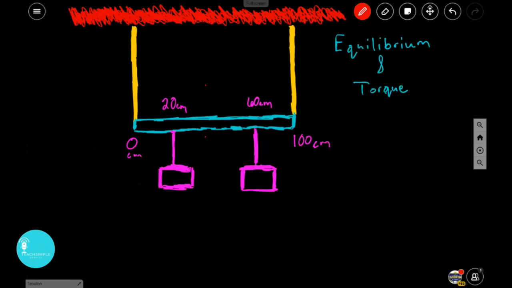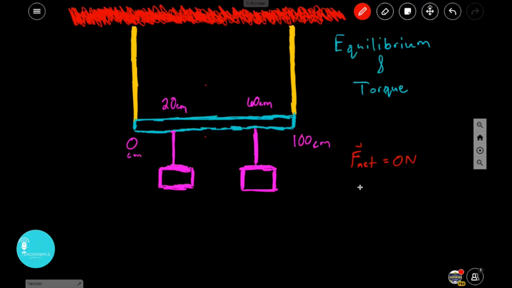All right, so equilibrium. Equilibrium is when the total linear force, or the forces that are going up and down or left and right, is completely equal to zero. Imagine if you're sitting in a chair, you're in equilibrium because you're not moving. So equilibrium pretty much means no movement.